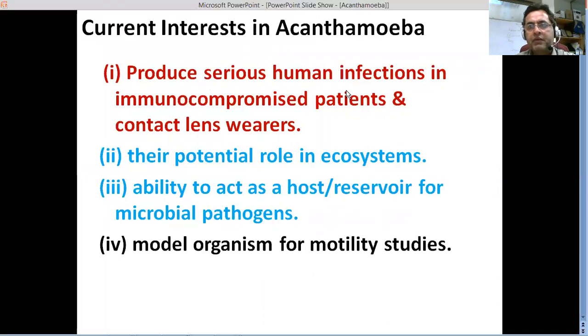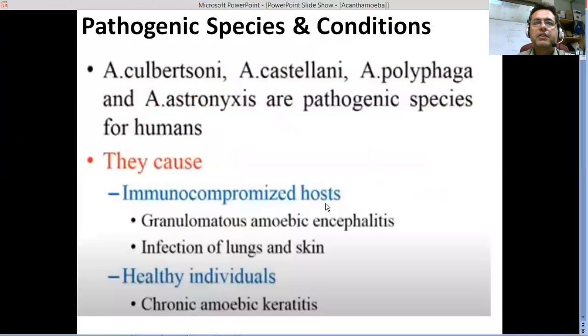Apart from this, that it produces very serious infections in humans, its role in the ecosystem and its role as a host or reservoir for microbial pathogens causing different types of diseases is also very important, and that is creating a lot of interest in this particular parasite. And it's also used as a model organism for motility studies and a number of other studies that we will discuss today in this particular lecture.